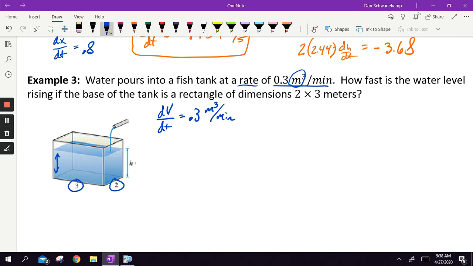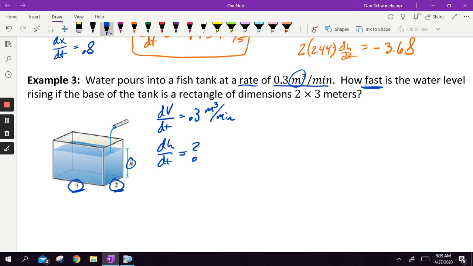How fast is the water level rising? All right, so they call this H. I agree with them. So our goal here is how fast is it rising? So I'm looking for dH over dt. And that is my mystery number if the base is 2 and 3. All right, so let's see what we need. They didn't give us a whole lot. We got a little bit.